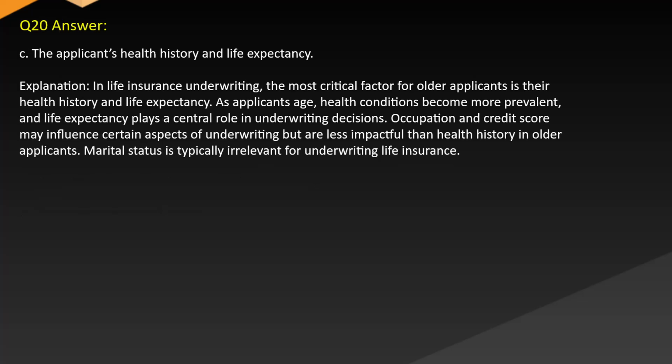Answer. C. The applicant's health history and life expectancy. Explanation. In life insurance underwriting, the most critical factor for older applicants is their health history and life expectancy. As applicants age, health conditions become more prevalent and life expectancy plays a central role in underwriting decisions. Occupation and credit score may influence certain aspects of underwriting but are less impactful than health history in older applicants. Marital status is typically irrelevant for underwriting life insurance.